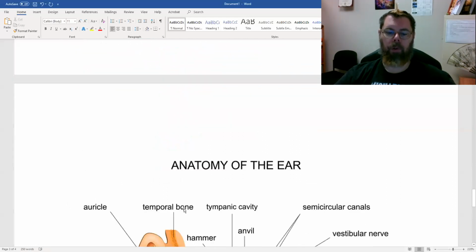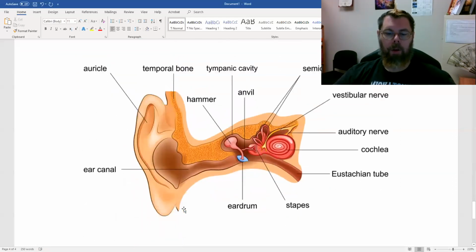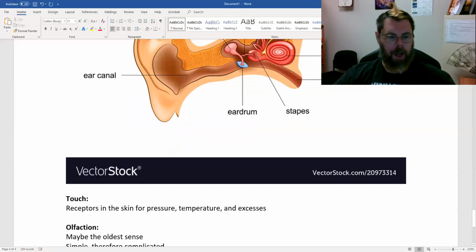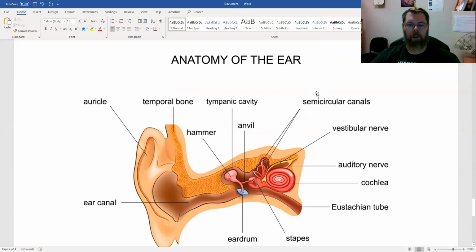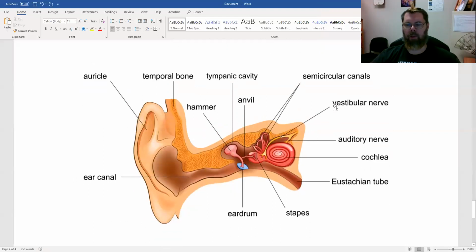So let's talk about ears. Another stolen picture. This one's from Vector Stock. Hooray. Just so we can get a look at this guy. And what do we have here? You don't need hardly any of this stuff. If you love it, I mean, take an anatomy class. I should not be teaching you anatomy, and I'm probably going to screw this up.